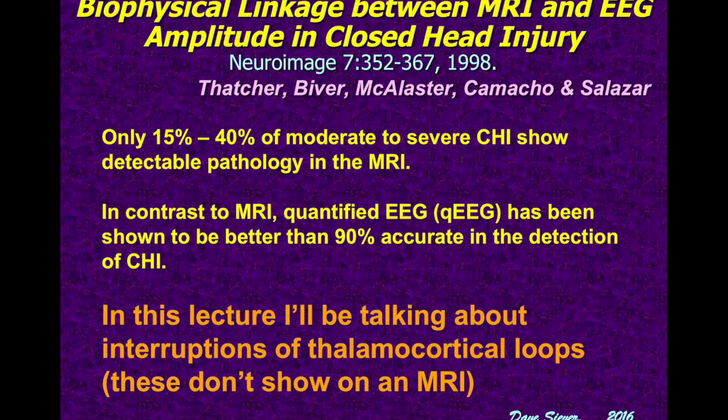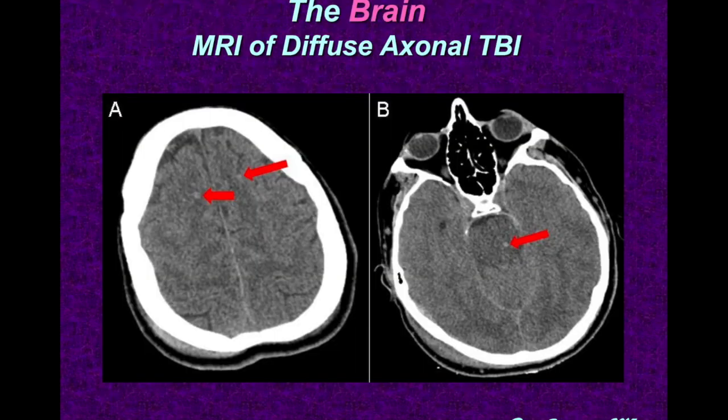Now, in this lecture, I'll be talking primarily about interruptions of thalamocortical loops, and these do not show up on an MRI. Here's what an MRI would look like if you could see a diffuse axonal injury, in which the axons of long neurons have been damaged.